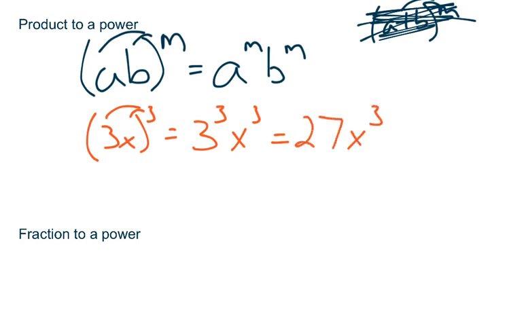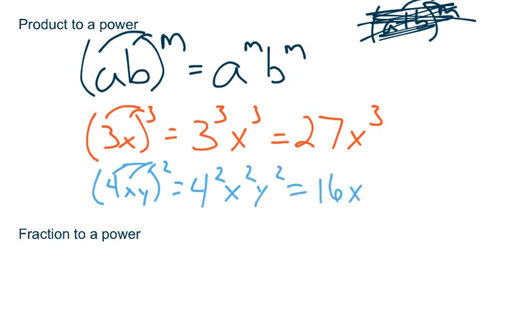If there were more than two parts to the product, let's say it was 4xy squared, again, everything gets the power of 2. So it'd be 4 squared, x squared, y squared, which then would become 16x squared, y squared. Kind of getting off topic, but just giving a couple of examples of how product to a power works.